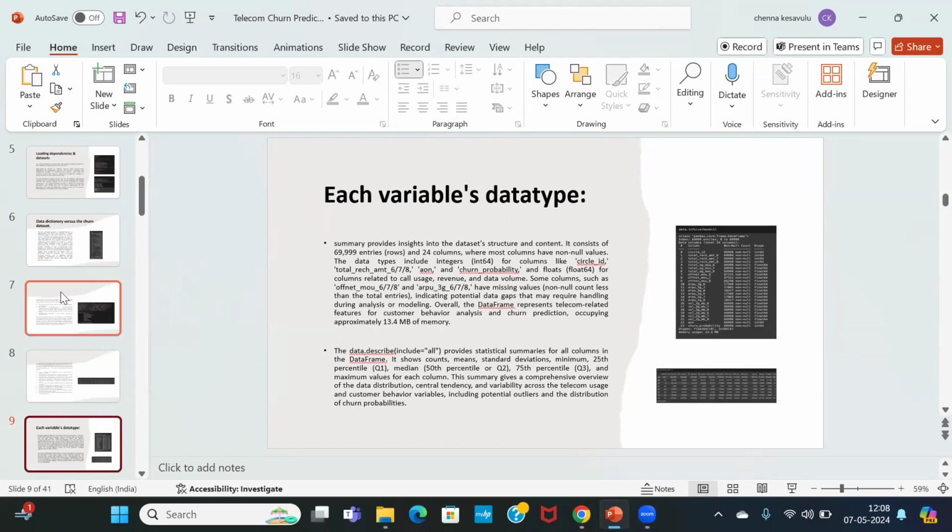Some columns such as offnet_mou represent minutes of usage for voice calls, and ARPU means average revenue per user. It contains missing values, indicating potential data gaps.